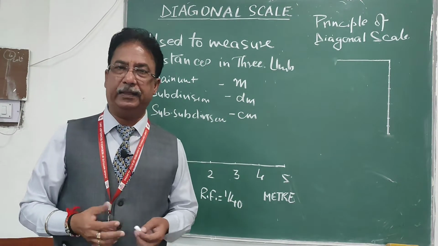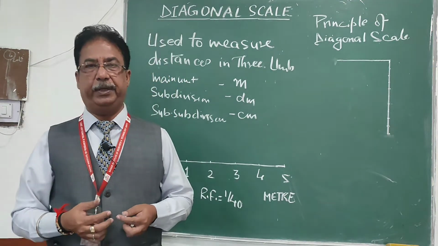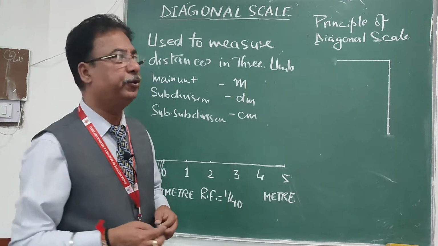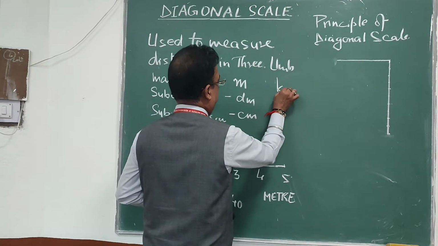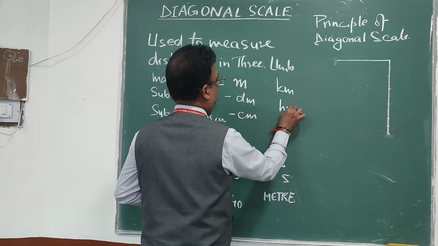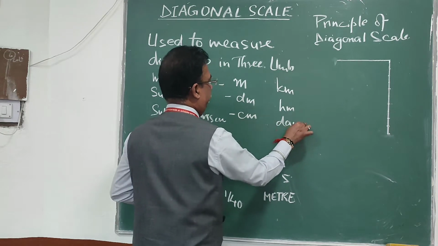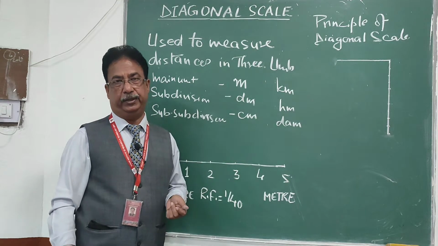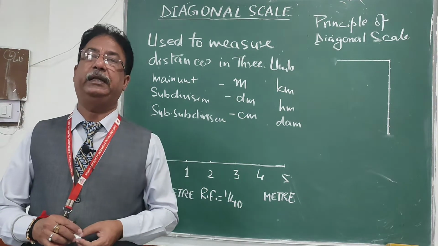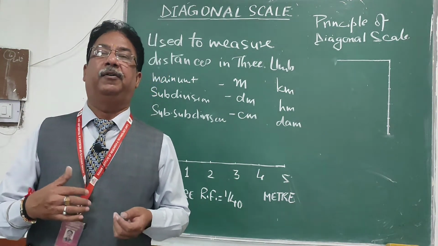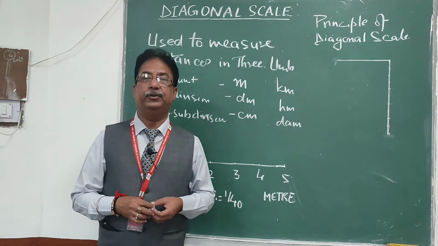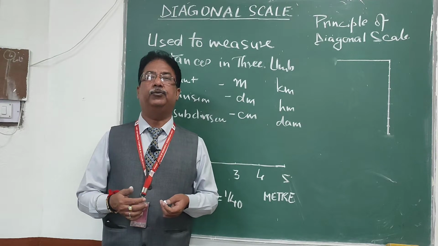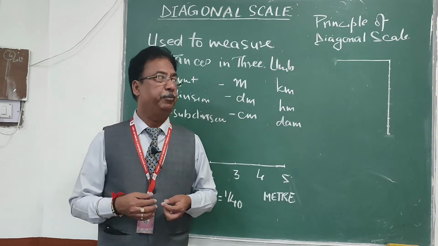If I take another example, if the main unit is kilometer, then the sub unit will be hectometer and the next sub unit will be decameter. It means with the help of a diagonal scale, we can go up to the 100th part of the main unit. In the plane scale, as you remember, we can go up to the first decimal part of the main unit, or you can say 1/10 of the main unit. In the case of diagonal scale, we can go up to the 100th part of the main unit.